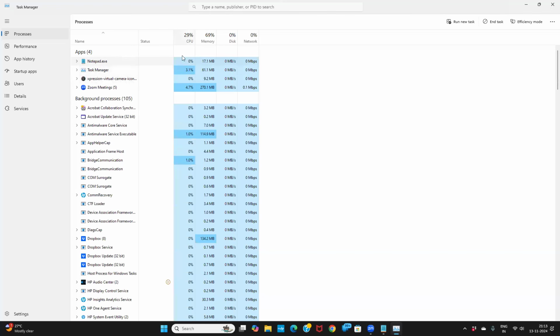So we identified that, let us say this Zoom application is consuming 7% of your CPU. Let us say it is consuming 100% of your CPU. Okay, now what do you do? We identified that this process is consuming most of your resources.